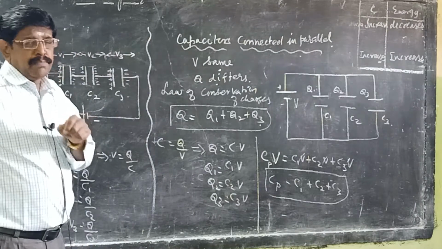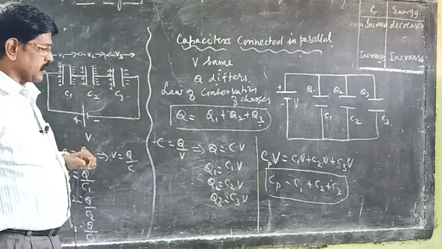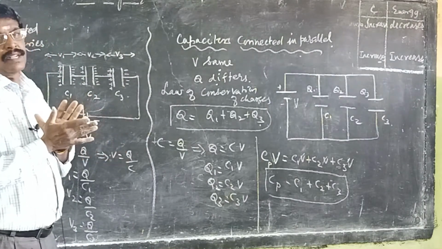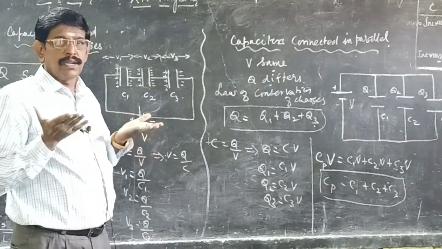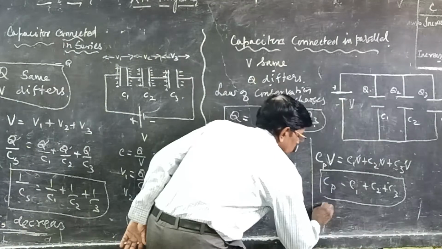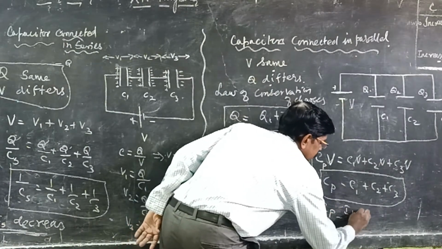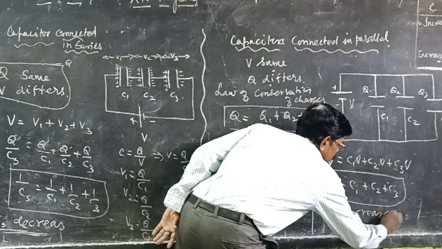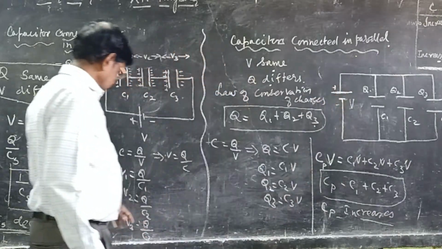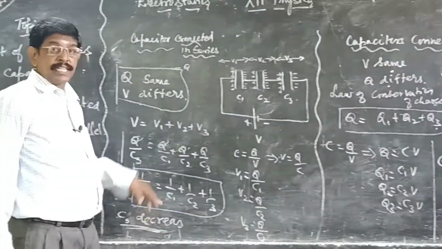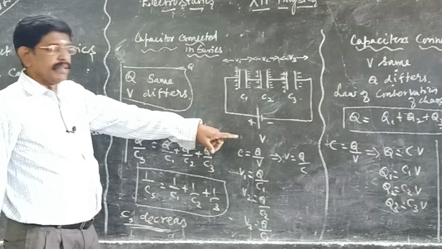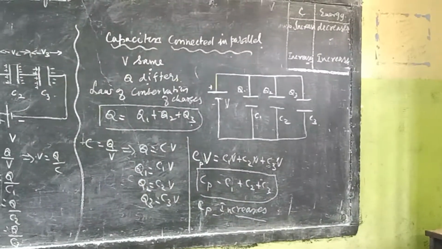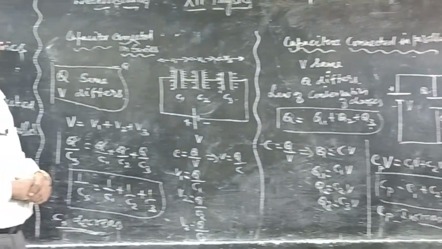So the effective capacitance in the case of parallel connection is the summation of all the capacitance values, so the total value increases. So CP increases. In the series case, the CS value decreases because we are taking the reciprocal. When connected in parallel, the value gets increased.